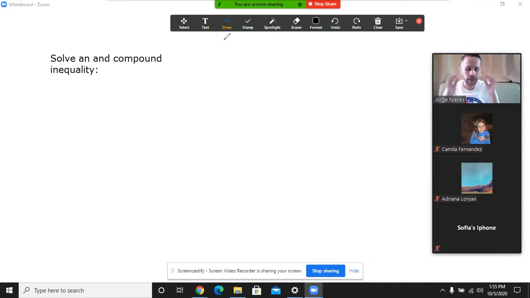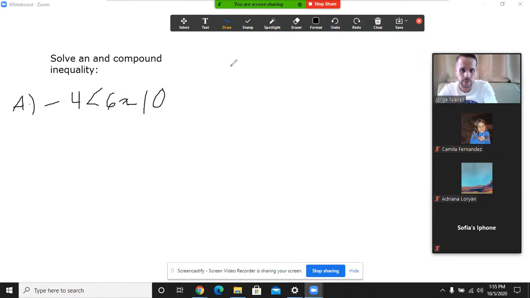In this case, students, we got an inequality that has two inequality symbols. For example, let's see this example A, or practice A. I got negative 4 less than 6x minus 10. Let me write this again. 6x minus 10. And the other symbol that I have is less than or equal to 14.